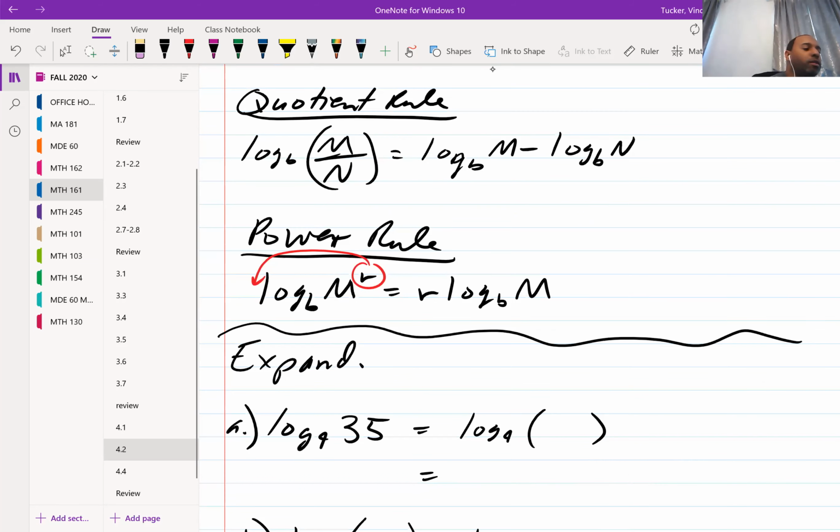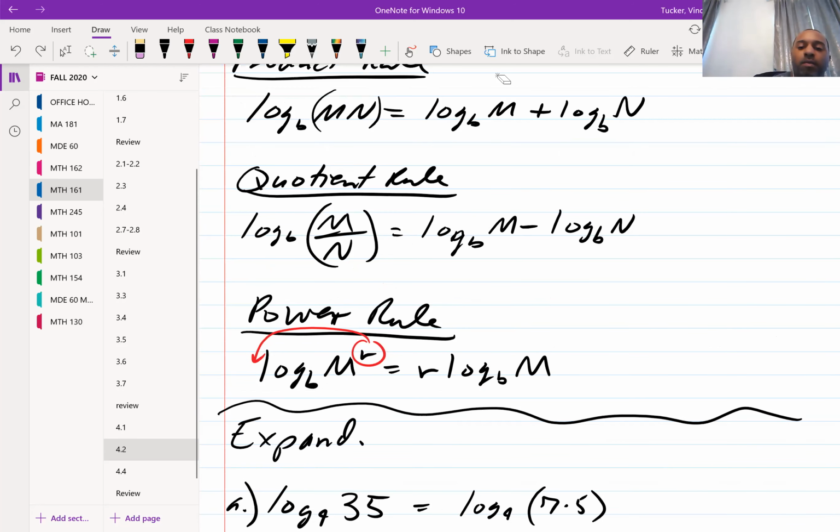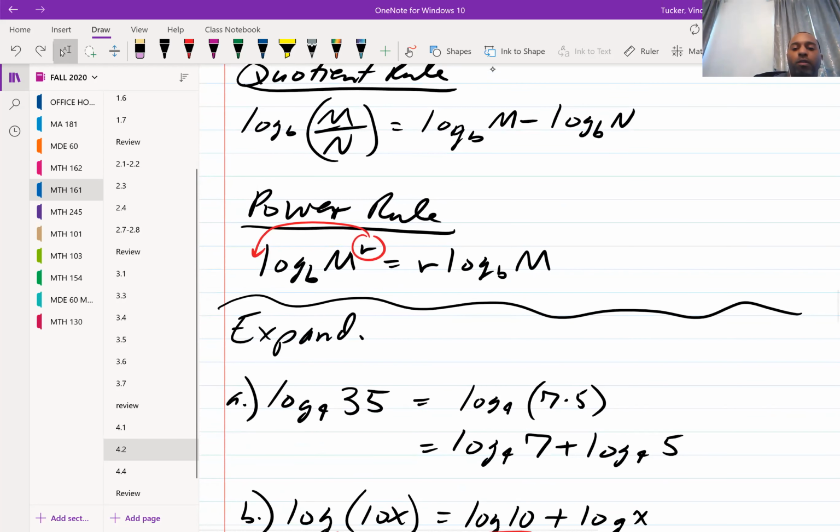All right, so first set of directions is to expand. We want to use those 3 rules in order to expand the single log into multiple logarithms. So we have log base 4 of 35. So we can break up that log base 4 of 35 into 7 times 5. And then use the product rule, recognizing now that I have 7 times 5, I can break that up into log base 4 of 7 plus log base 4 of 5.